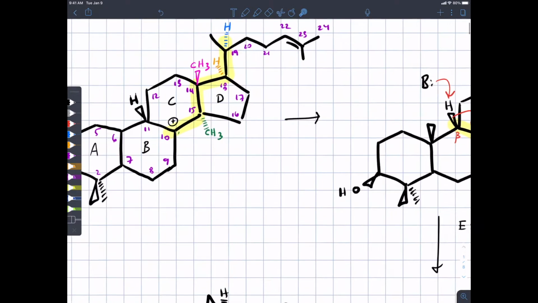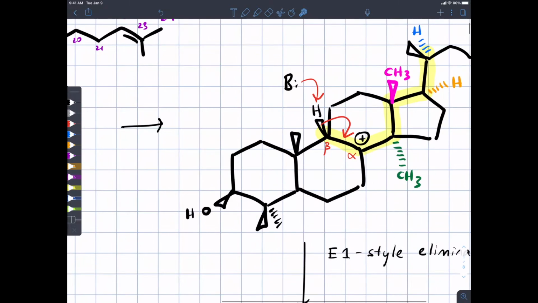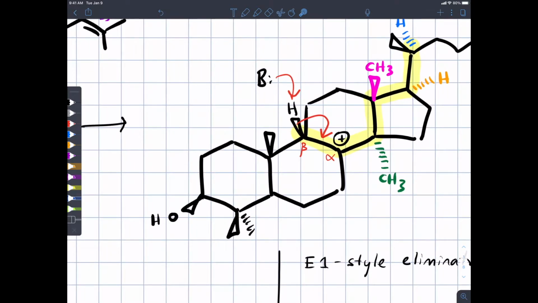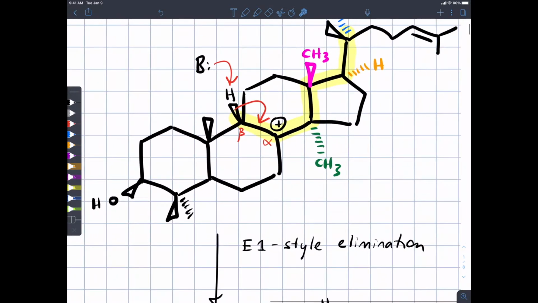And if you look at now where the positive charge is, we're set up perfectly for an E1 style elimination, where a base, perhaps from the enzyme or solvent, removes this proton, and electrons from that carbon-hydrogen bond kick down to form a new pi bond.